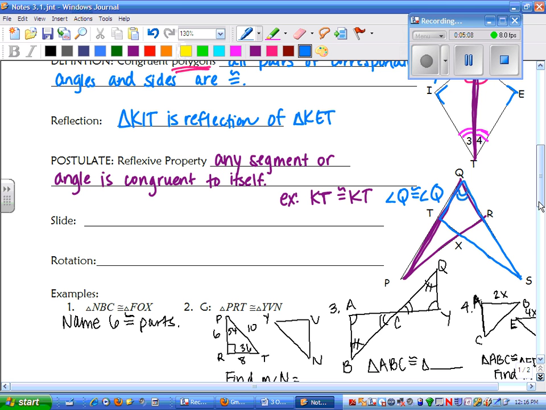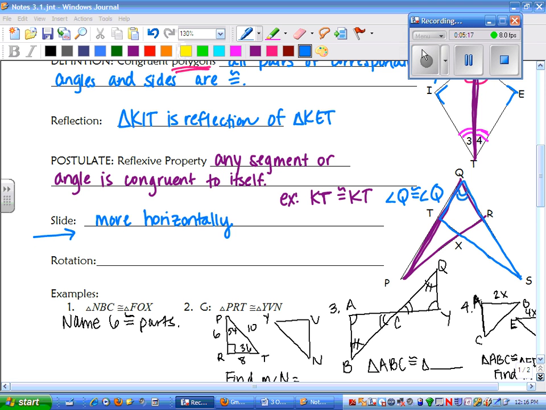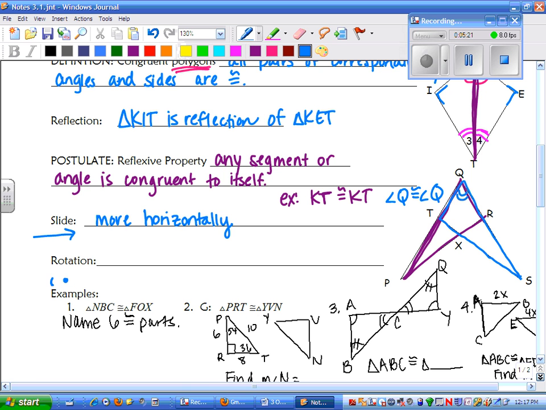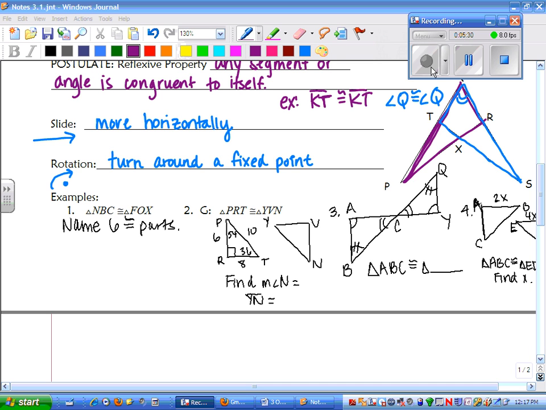proofs. A couple more things before we end today is slide. When you slide something, you move it horizontally. And when you rotate something, you rotate it or you move it around a fixed point. So you're just turning it a certain amount of degrees, either to the right or to the left, clockwise or counterclockwise. Alright, so let's move on to some examples.